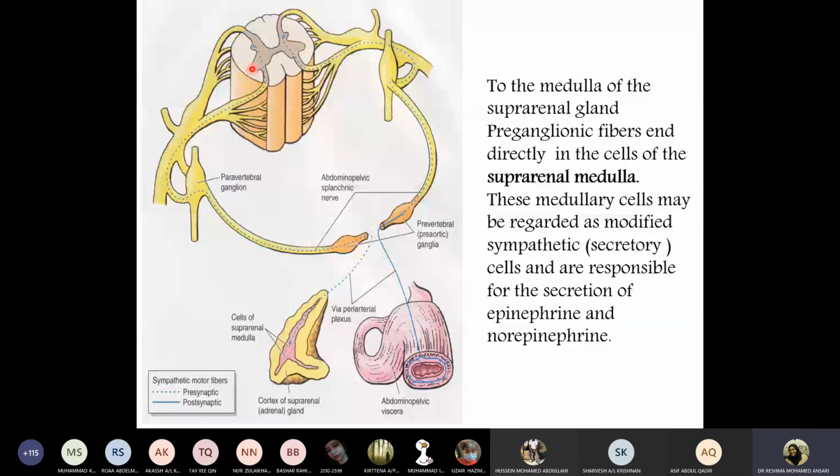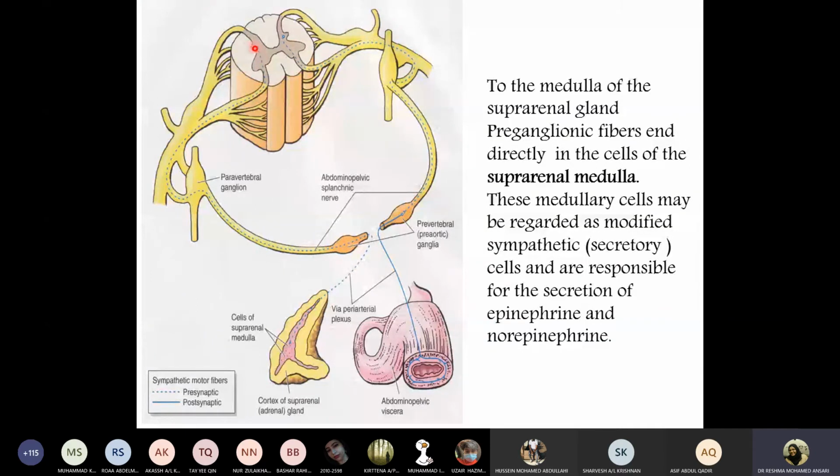lumbar areas, which usually give rise to the sympathetic outflow. This whole area, I'm sorry, this is the lateral area. I think my laser pointer moved away. Okay, so that is the lateral area of the spinal cord, found only in the thoracic and lumbar segments. They will give rise to the sympathetic information.